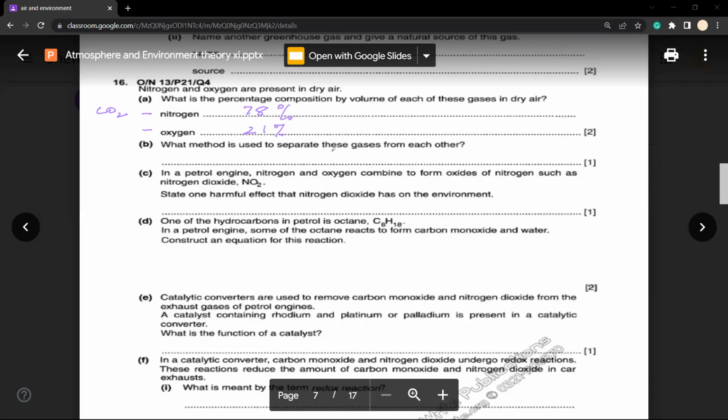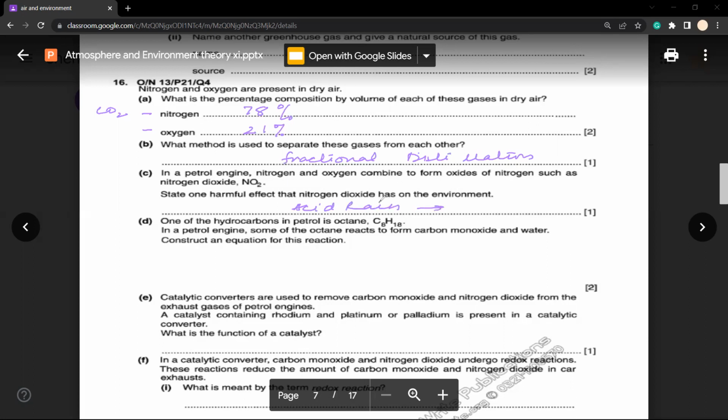What is the method used to separate these gases from each other? They are separated on the basis of the difference in boiling point. So the method is fractional distillation, right? Now, in the petrol engine, nitrogen and oxygen combine to form oxides of nitrogen, such as this. State one harmful effect that nitrogen dioxide has on the environment. It leads to acid rain.